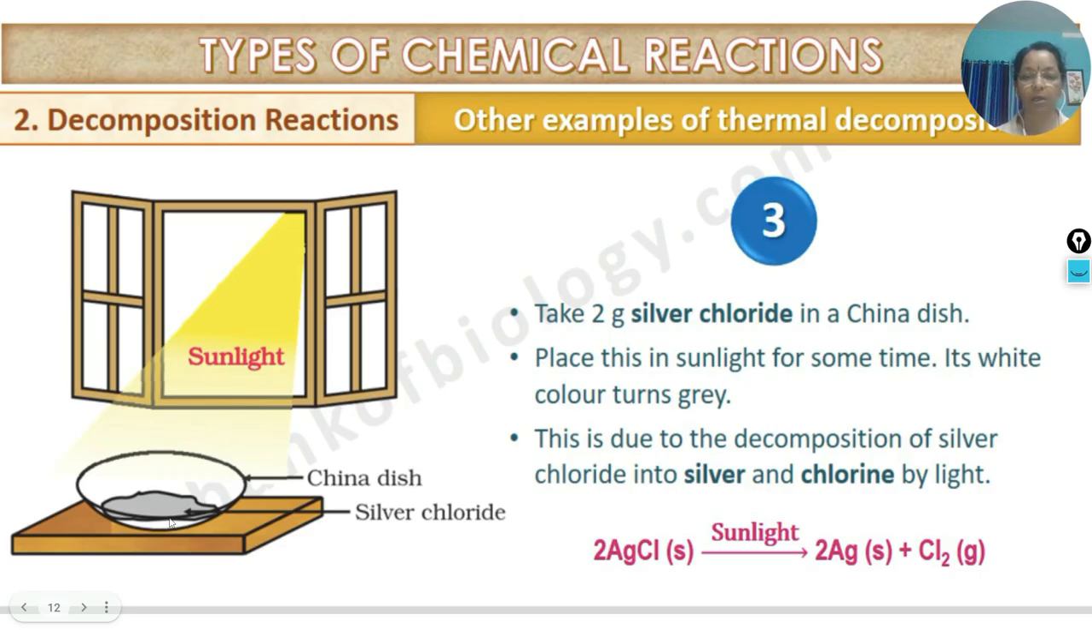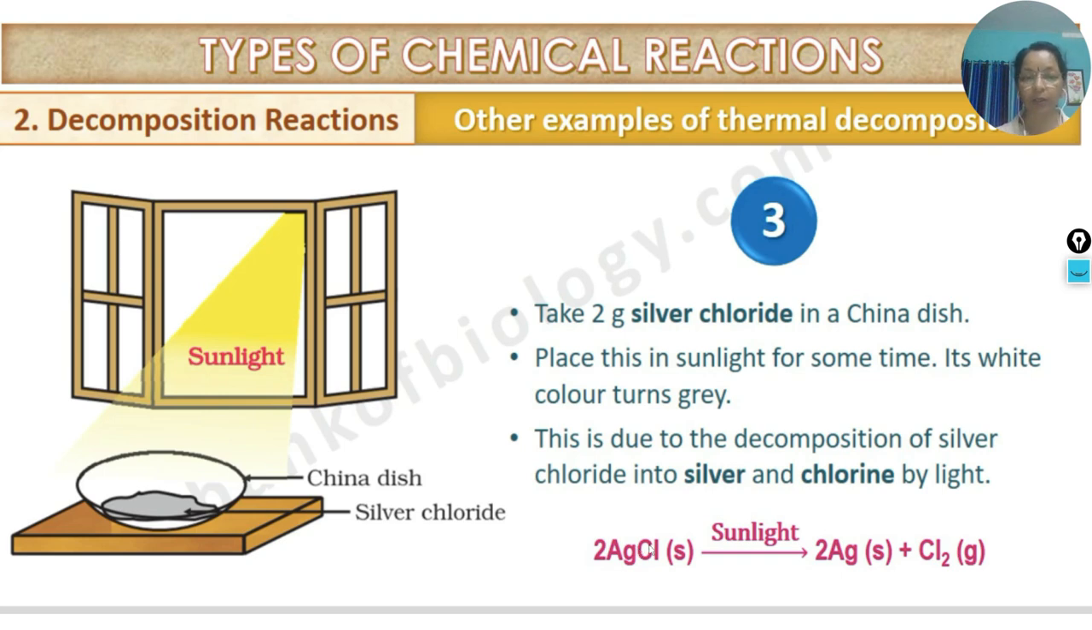This is called photolysis, because photons are involved. Sunlight breaks the silver chloride molecule into silver and chlorine. So the lysis, or the breaking down, is taking place with the help of sunlight. So this is also an example of a decomposition reaction.